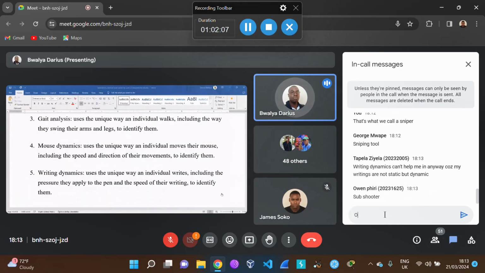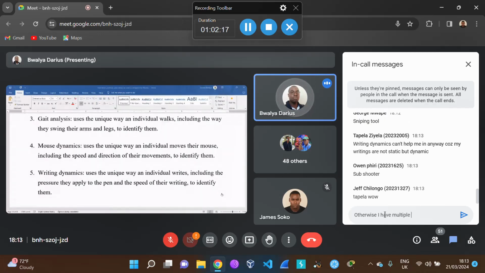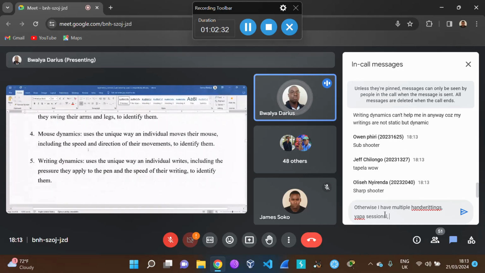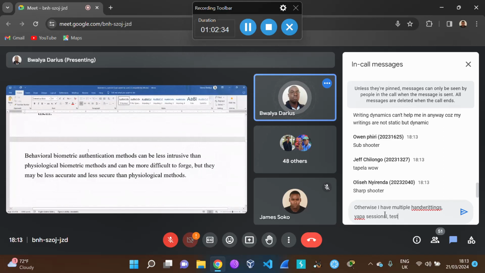So what we are just saying is that even such things can be taken into account, the pressure that you are applying onto a pen, and even the speed that you are writing. So it can be an identity. It can be used to identify you. So this is constituting behavioral biometrics.